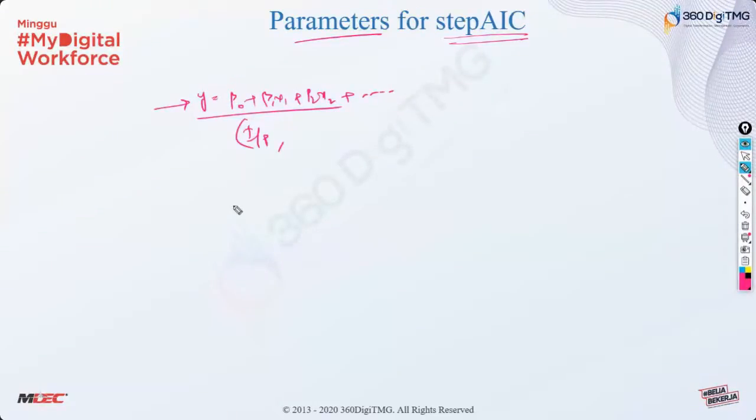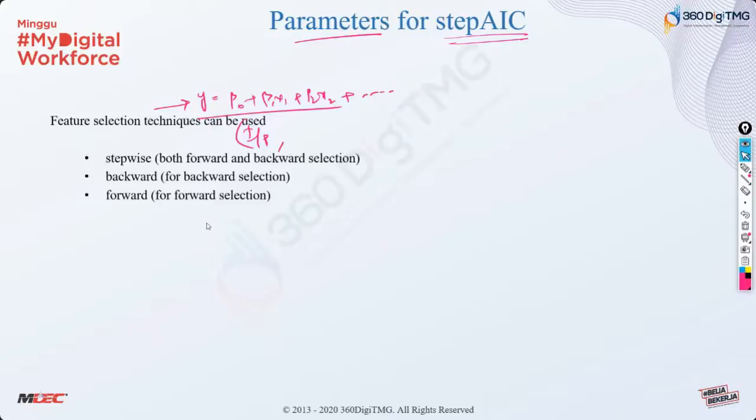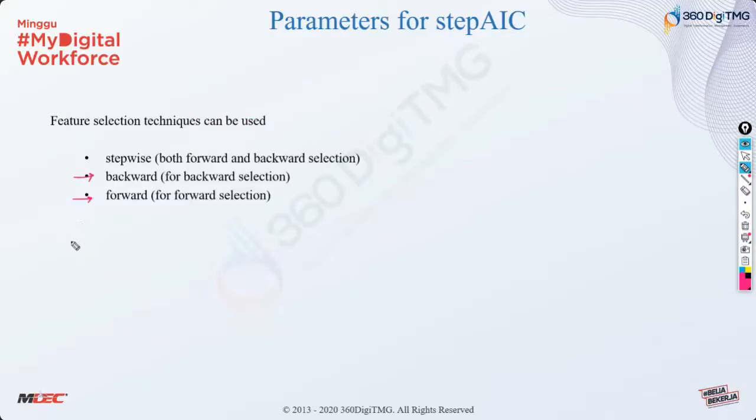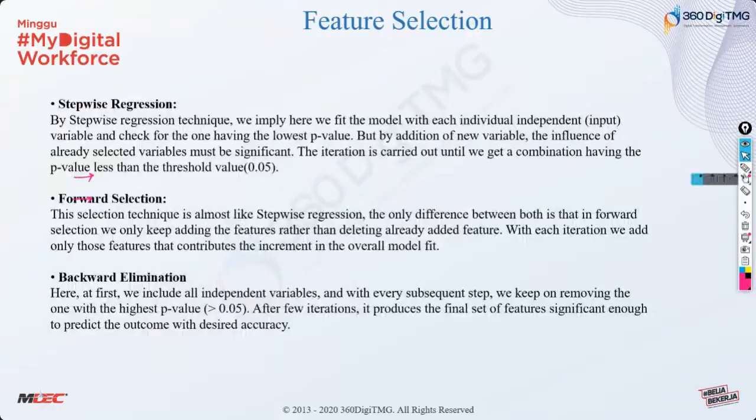There are three different feature selection techniques that we can apply. One is stepwise, which checks both forward and backward. The other ones are the backward elimination technique and the forward selection method. Very simple logic. Let's try and understand backward, and then we'll try and understand forward, and probably we'll look into code. So these are the feature selection options. We have the stepwise regression technique.